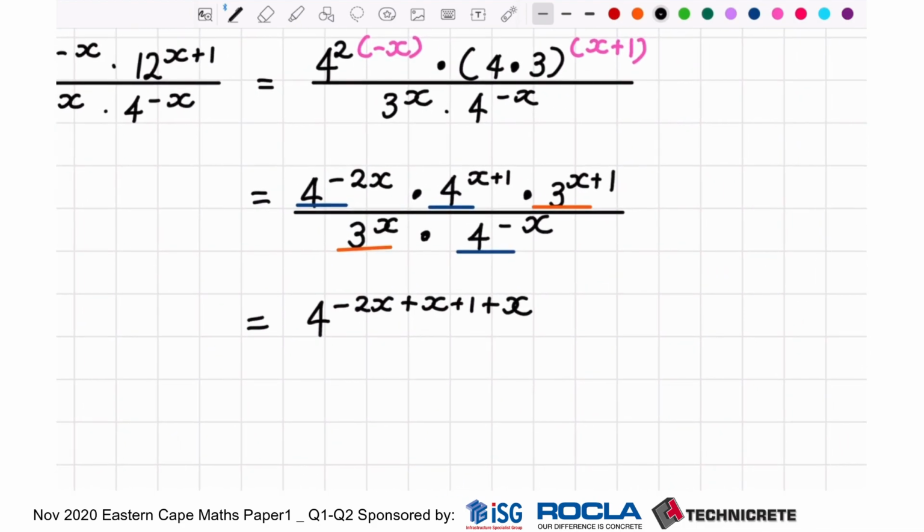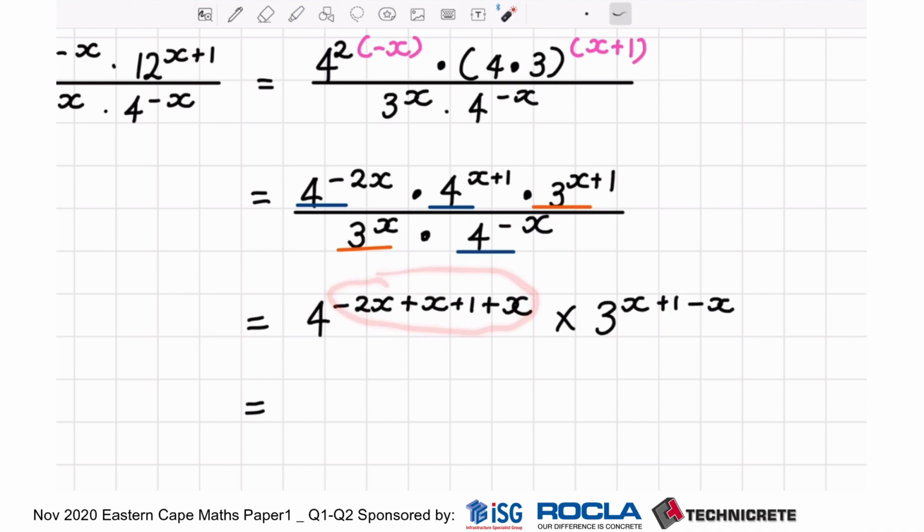Okay, and then for my 3s, so I've got this 3 up here and this 3 down here. So this 3 is being multiplied by the 4s at the top, and I'm going to keep the same base, 3 and x plus 1, and this 3, because there's division, is going to be the negative exponent. So I'm going to have negative x for this one. And then I'm going to add and subtract all my exponents together. So I'm going to have negative 2x plus x is negative 1x plus another x is 0x. And so I'm just left with 1.